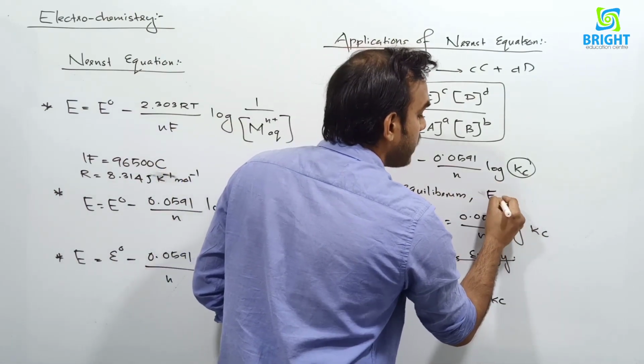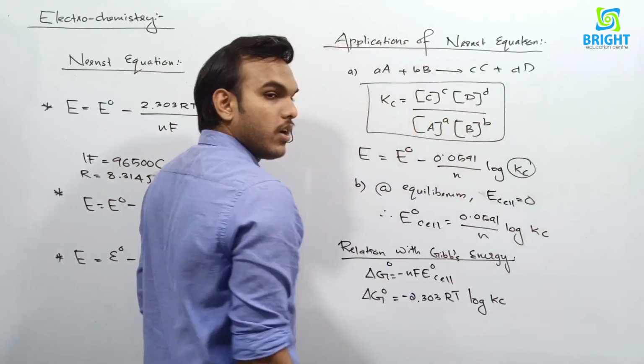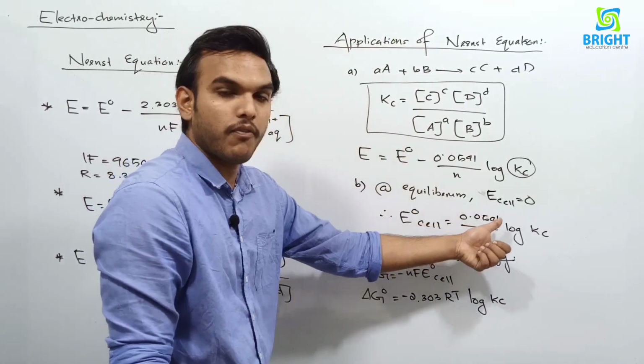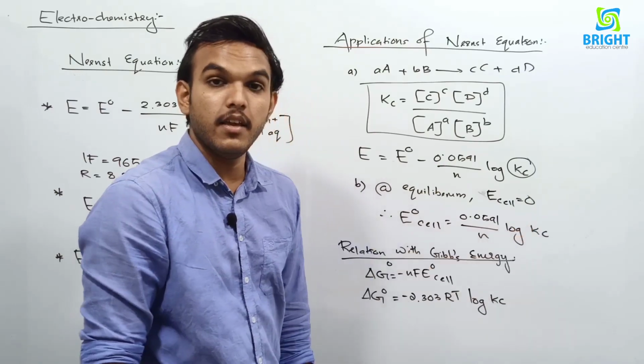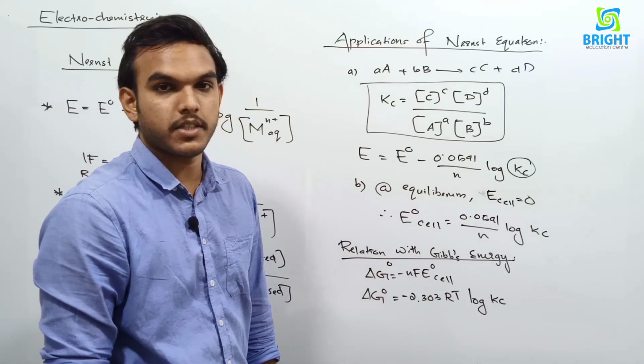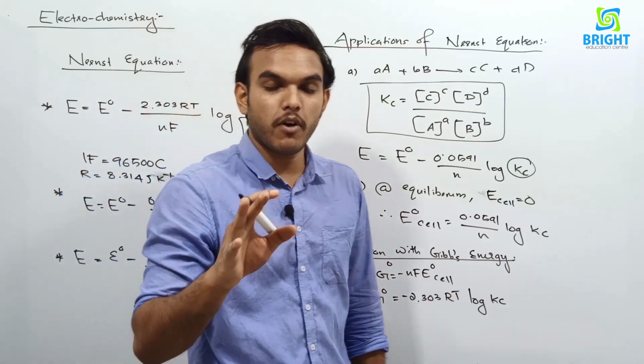At equilibrium we can write E cell is equal to 0. Therefore E naught cell is equal to 0.0591 divided by n log Kc. From this value you can find the Kc, that is the equilibrium constant with respect to concentration. Is that clear?